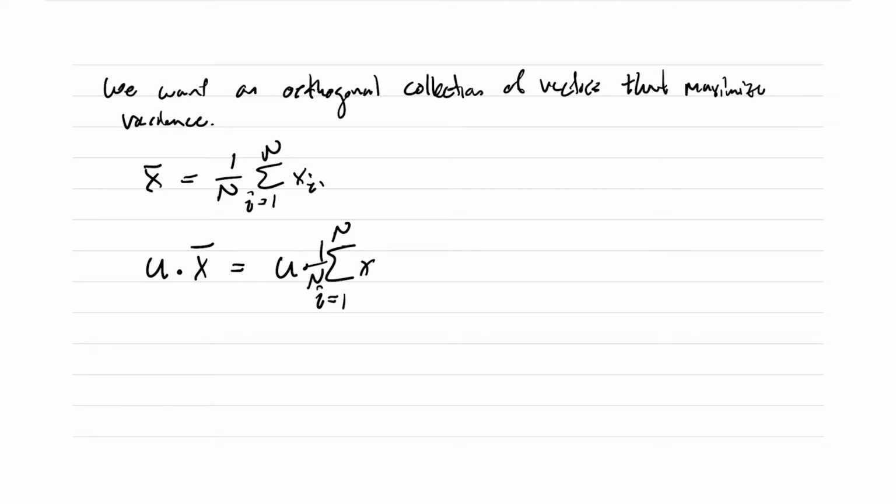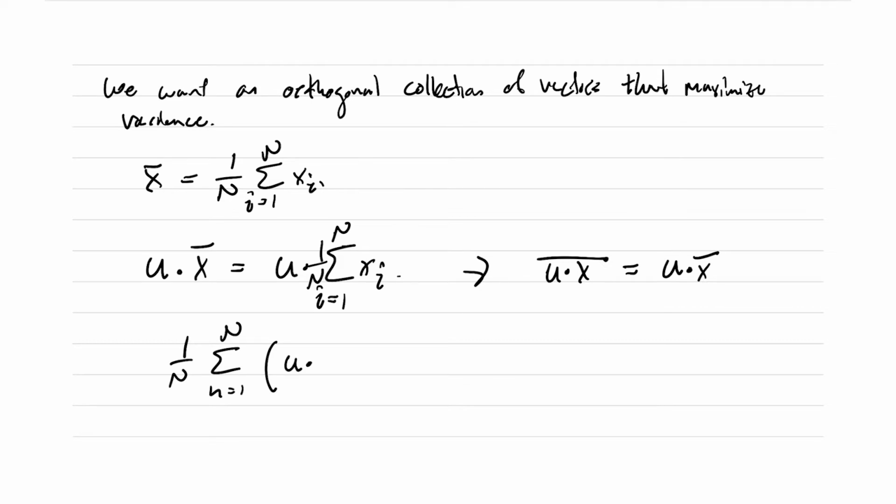1 over n here, of xi. And so that means that u dotted with x, and the average of this, is going to be the same as u dot x bar. So that means if we want to compute the variance, it's basically going to be the average, the sum 1 over n, of n going from 1 to capital N, of u dot x minus the average of u dot x, squared, and that's going to be the variance here.